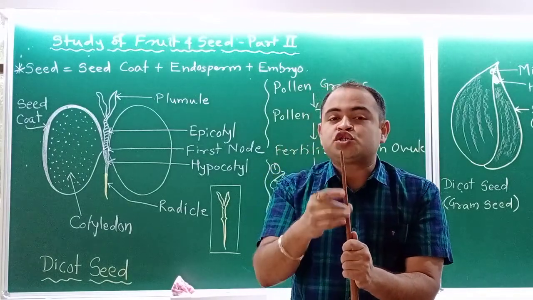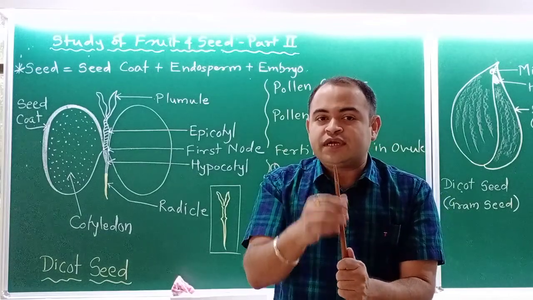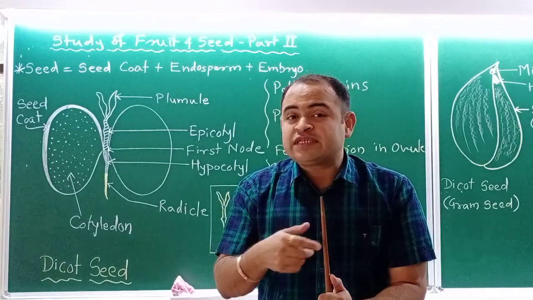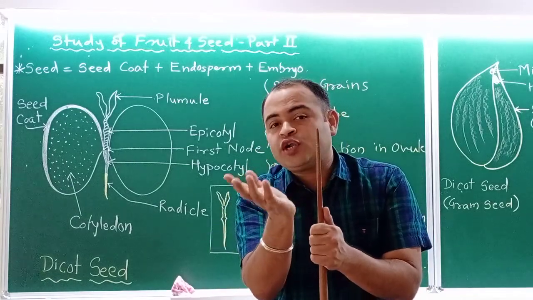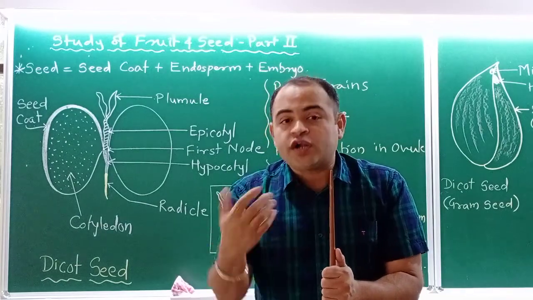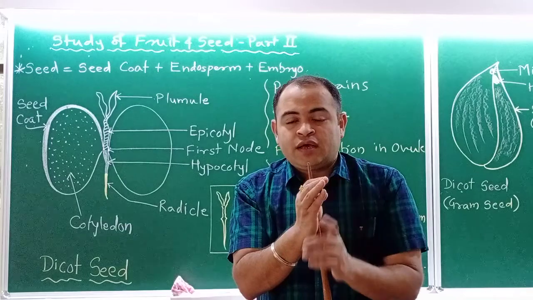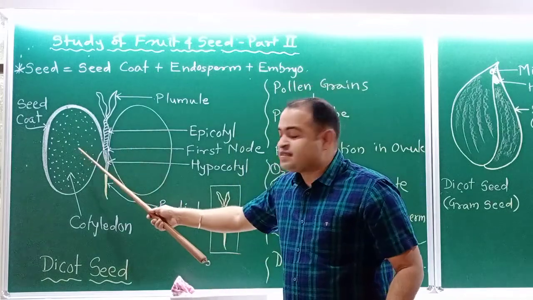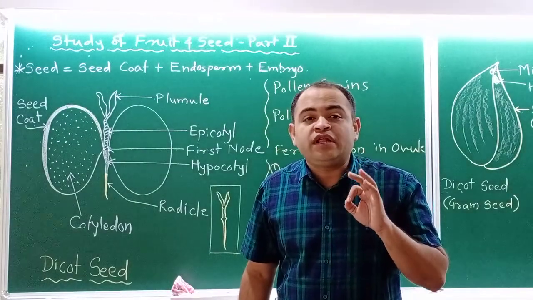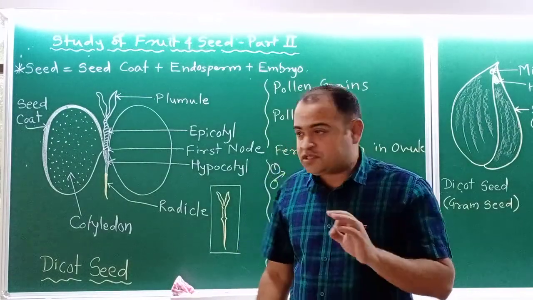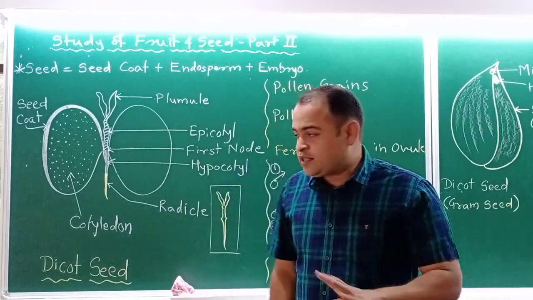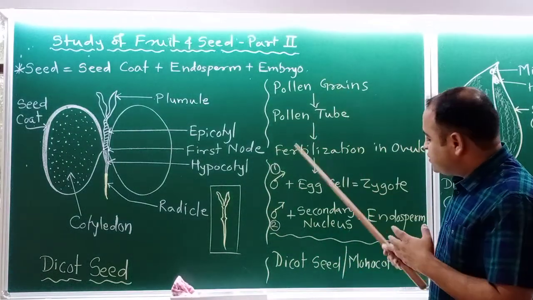Ultimately, when that particular shoot develops into a green part, meaning when photosynthesis starts, these cotyledons wither off. What do you mean by wither off? They fall down. When they fall down, it means whatever content, whatever endosperm was there, is fully utilized. So this is a typical structure of a dicot seed. I think we have covered this much.